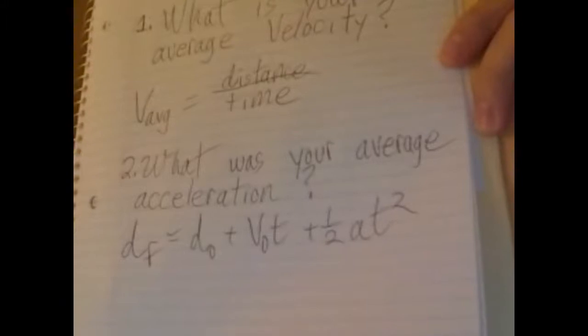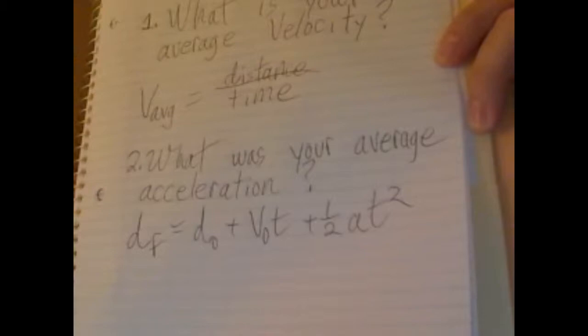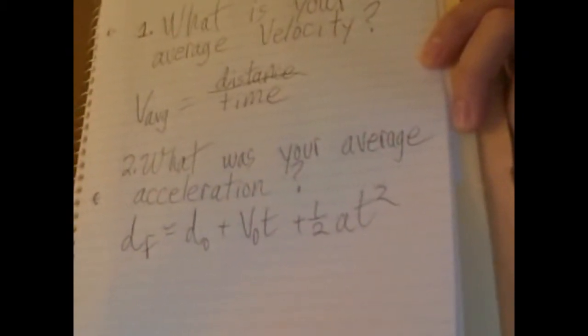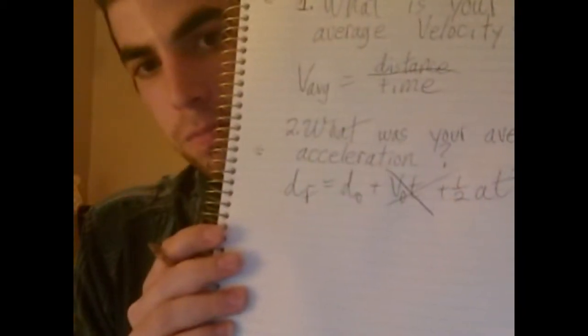Our df, our final distance, equals do, our original distance, plus vo, our original velocity, times time, plus 1/2 a, our acceleration, t squared. Looks complicated, doesn't have to be. In this case, it's not. Why? What speed were you going when you started running? You weren't. You were stationary, right? So because your initial velocity v naught was 0, we're just going to cross it out. Just like that.